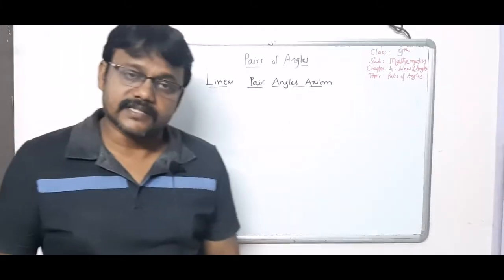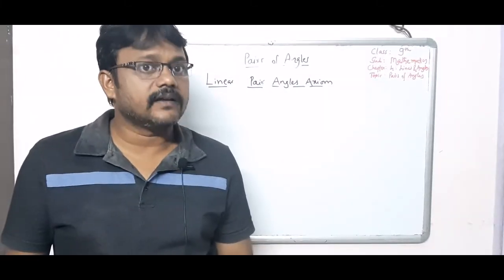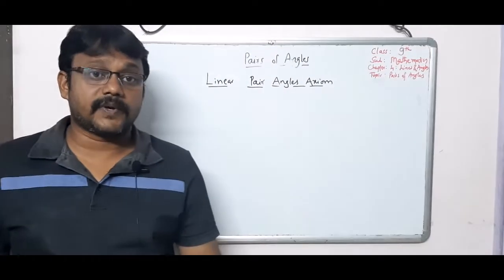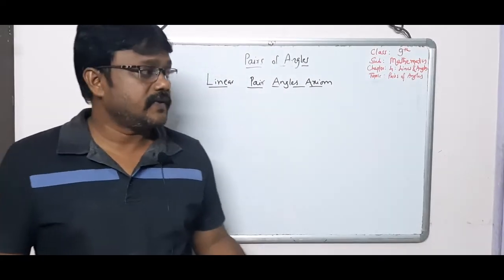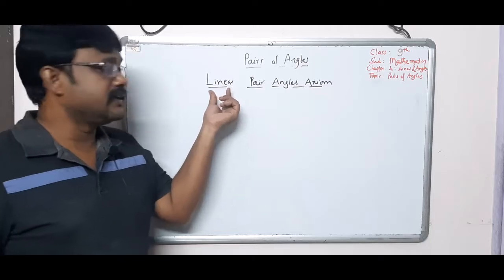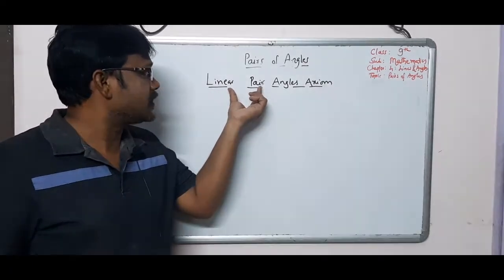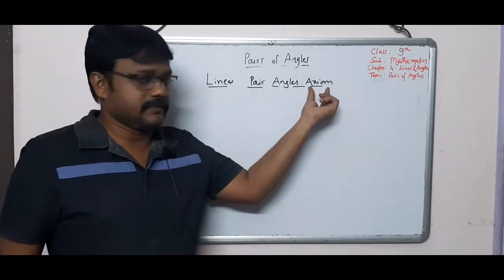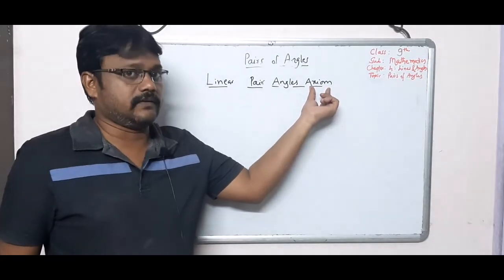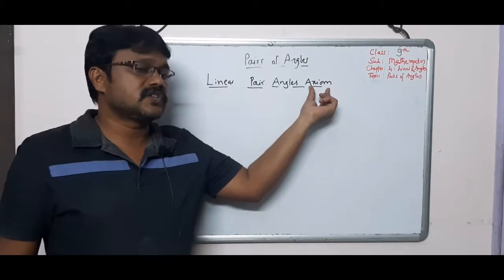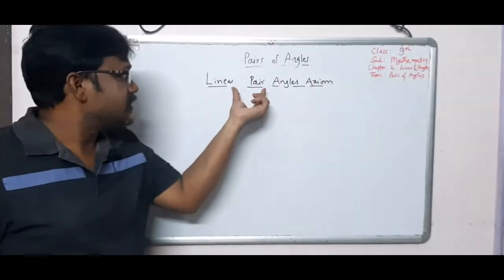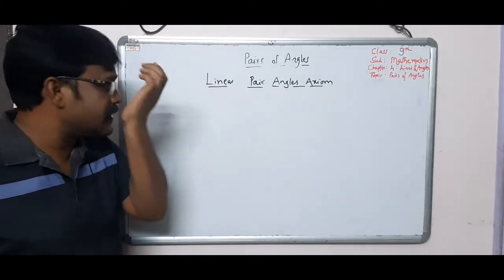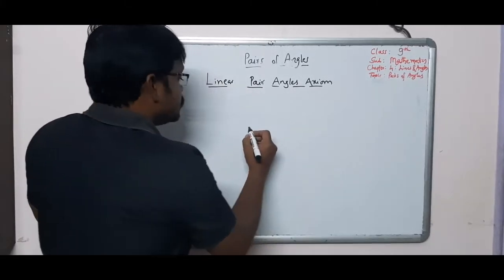Linear pair. Yes, just now we have seen about linear pair. If the sum of two adjacent angles is 180 degrees, then such a pair is known as a linear pair. Now let me introduce you to a property here, the linear pair angles axiom. An axiom means a statement which requires no proof. So what is the linear pair angles axiom?